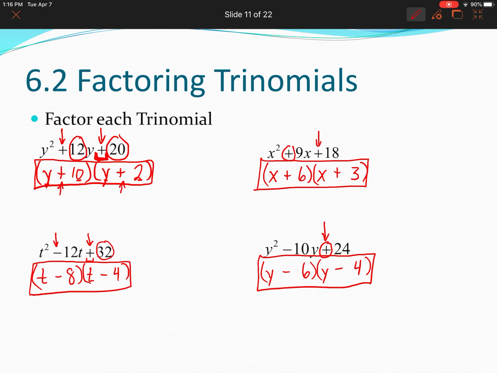Okay, so again, that sign is very, very important. It does tell us what our numbers need to do. That helps us determine the right numbers. If you have any questions about those, obviously let me know.